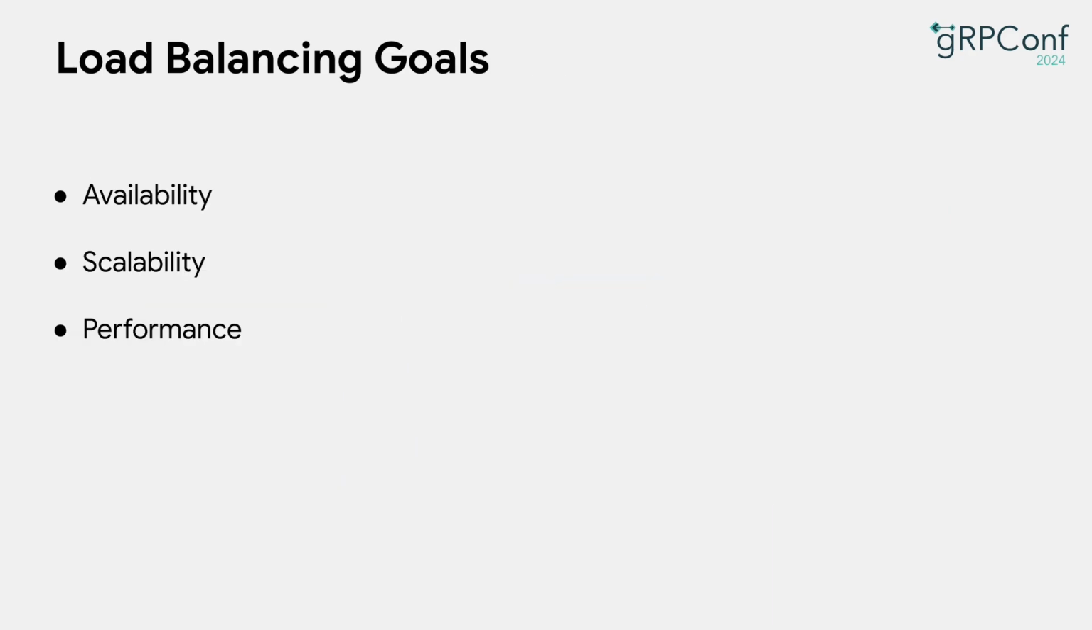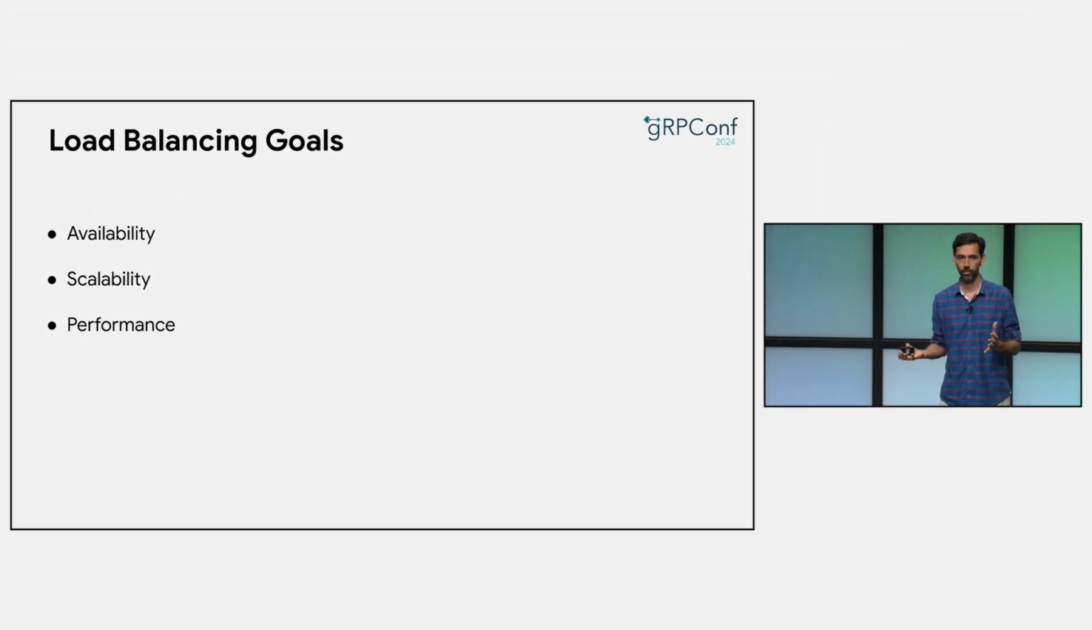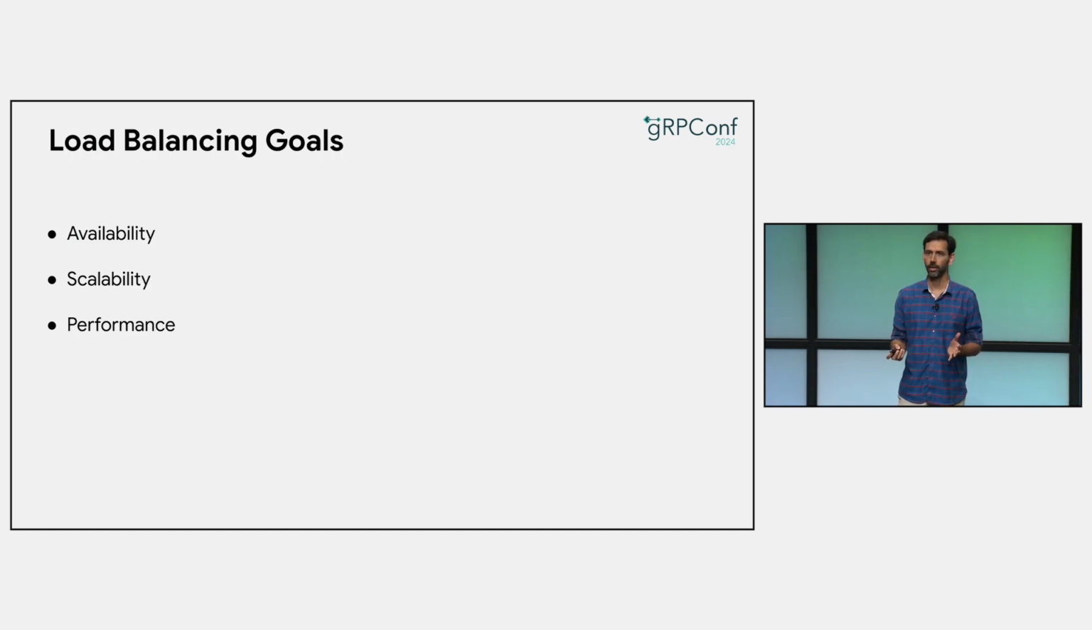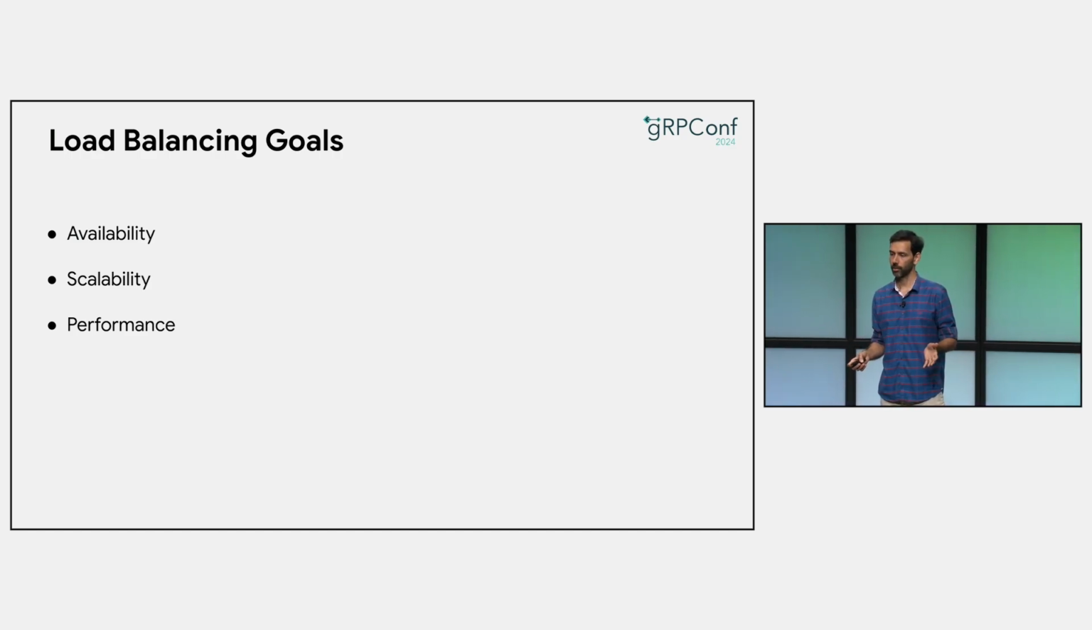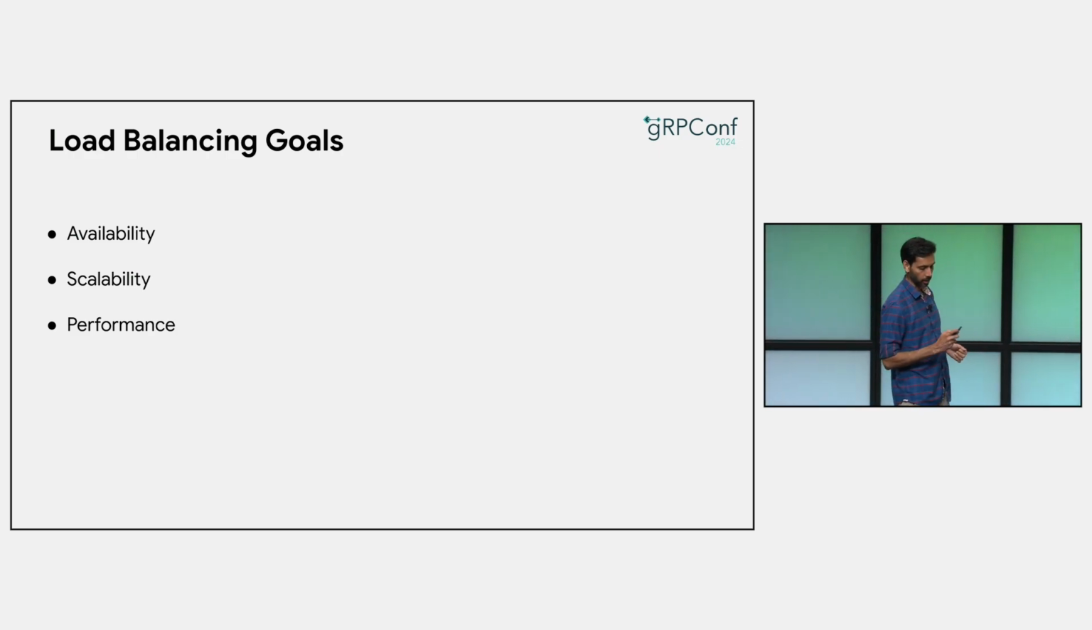So the main goal of load balancing is to ensure that your client requests are distributed across your server backends in a fair and appropriate manner. And by doing this, it tries to guarantee that your service can be highly available, scalable, and that it can respond to client requests in a timely fashion.